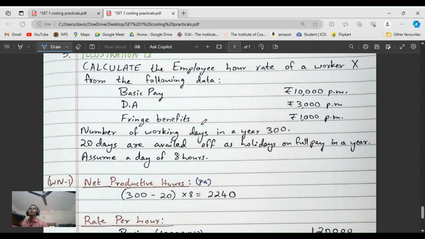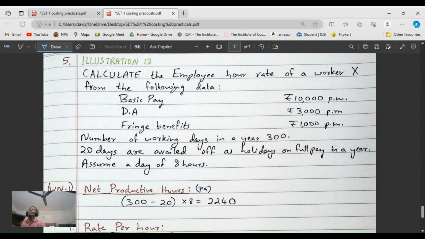So our fifth question. Calculate the employee hour rate of worker X from the following data. Basic pay 10,000, dearness allowance 3,000 per month, fringe benefits 1,000 per month. Number of working days in a year is 300. 20 days are availed as holidays on full pay in a year. Assume a day of 8 hours.